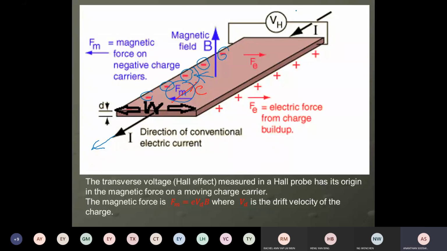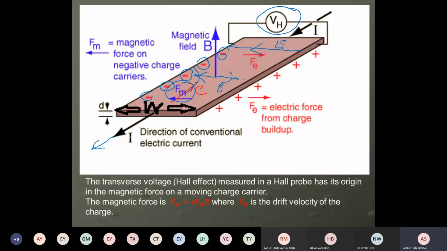So this creates a Hall voltage. You see VH is actually a voltmeter, but it is measuring the Hall voltage now. This deposition of charge will create an electric field horizontally, to the left. This creates an electric force to the right, because the electron is pushed to the right. So the forces balance, and the final Hall voltage is formed.